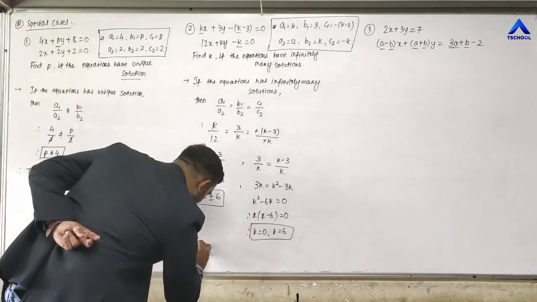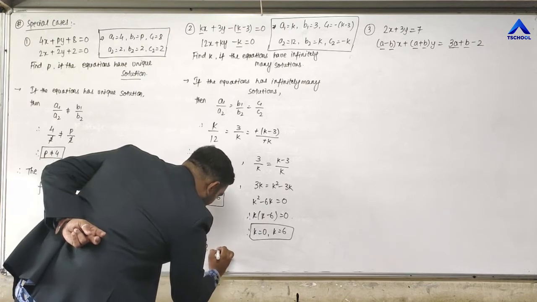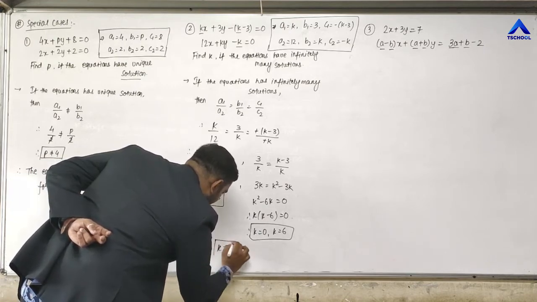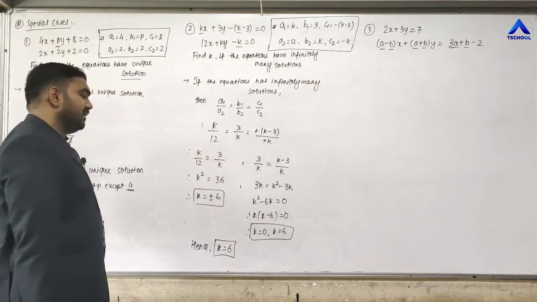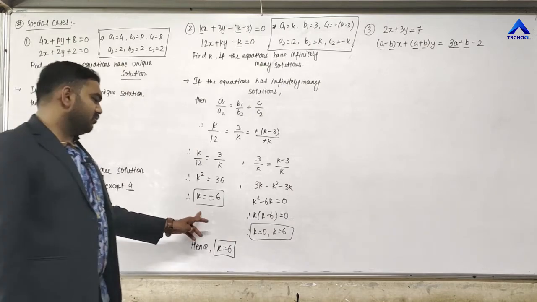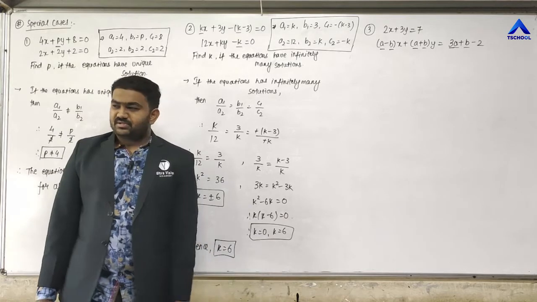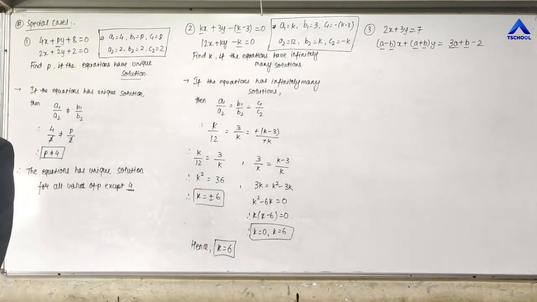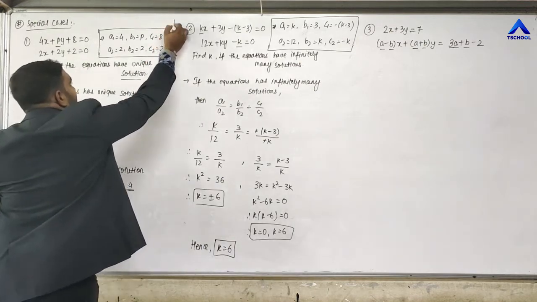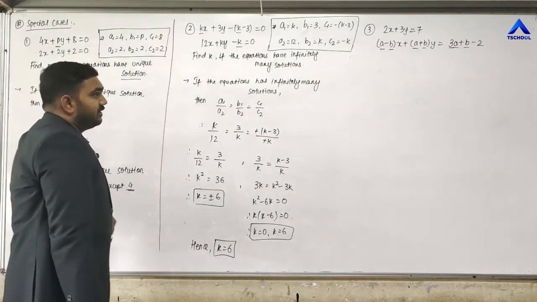Hence, k is equal to 6 is our required answer. You can also check for the common terms here. That means k equals 6 and k equals 6 is common in both the solutions. Hence the valid value of k is 6. So in this way you can find out the value of k here, right?